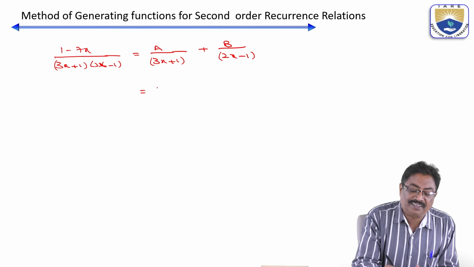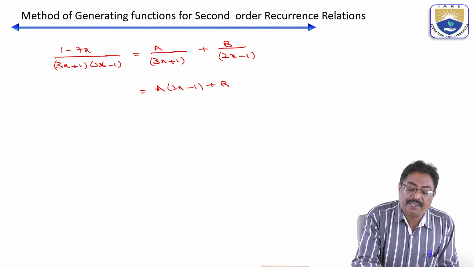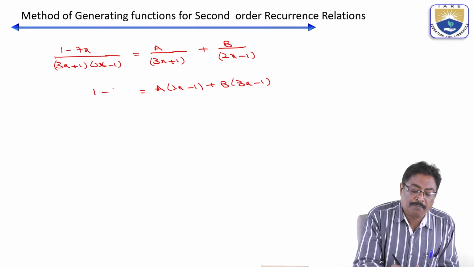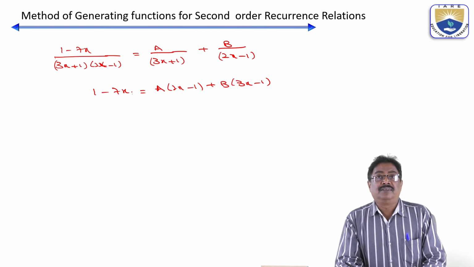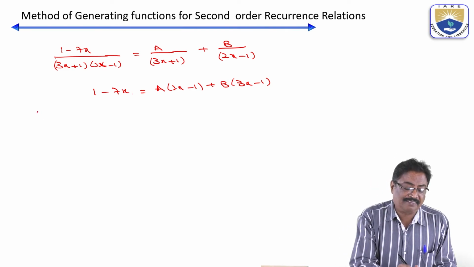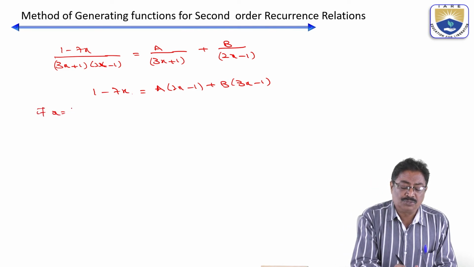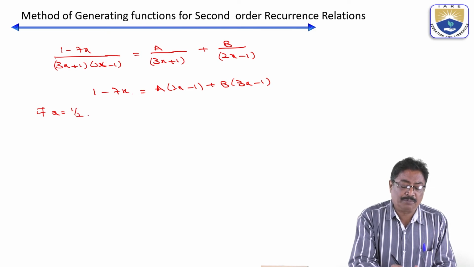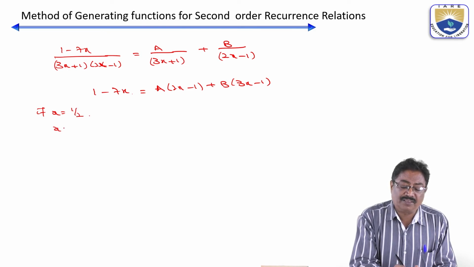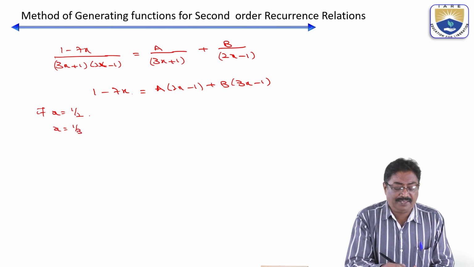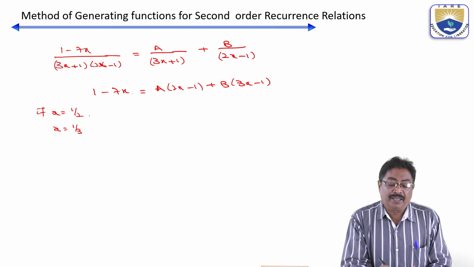So of course this is a(2x − 1) + b(3x − 1) = 1 − 7x. By taking x = 1/2, I am going to get the b value. If x = 1/3, then I am going to get the a value.